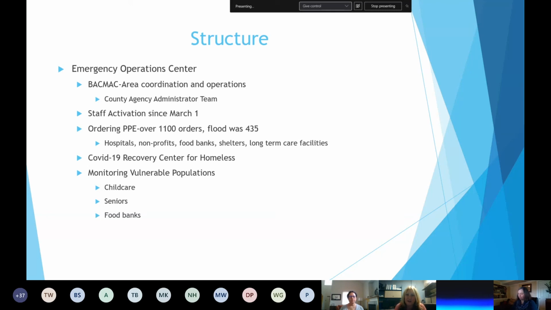We had a county agency administrators team, which was made up of school officials and county commissioners and city managers and city commissioners. Public health, of course, was a big part of that. And we had a staff activation since the very beginning of March. So all of us here at the Emergency Operations Center have been coming into the office and facilitating a lot of work that has been going on in the community behind the scenes. And a lot of it you might not know about.